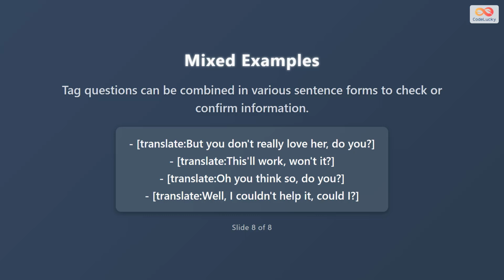Tag questions can be combined in various sentence forms to ask for agreement or confirmation. Examples include, but you don't really love her, do you? Or this will work, won't it? These examples show how tags work with different verbs and contexts.